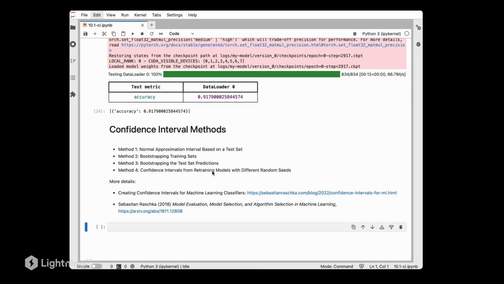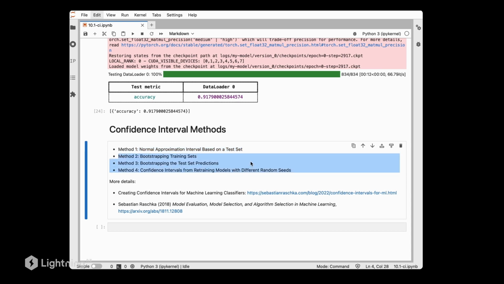We are not going to go into too much detail here because it's Unit 10, the conclusion of this class, and this would be almost a class on its own. But if you are interested in further details, I have an article here, Creating Confidence Intervals for Machine Learning Classifiers. And I've also written an extensive article here, which you can find on arXiv, where it explains a bit more the theory behind it. So for simplicity, we will take the first method here, the normal approximation interval based on the test set. And based on my experiments, it's also pretty much consistent with the other methods. So they all, to a certain extent, agree with each other. So you can find out more details here.